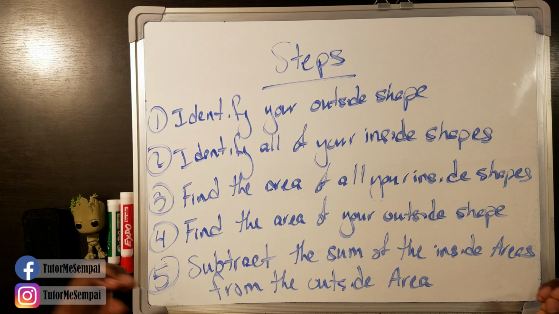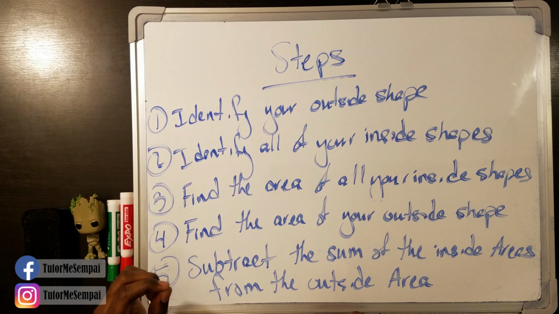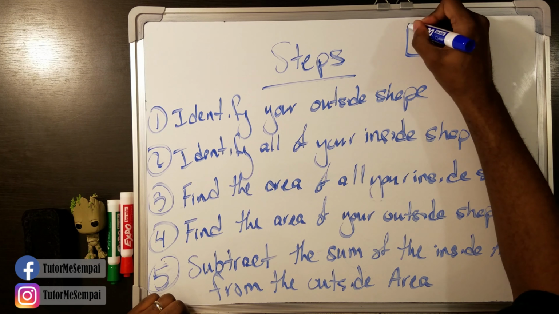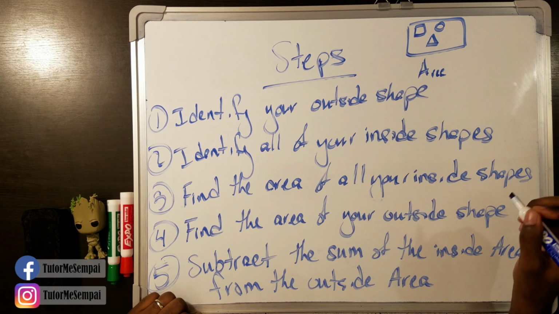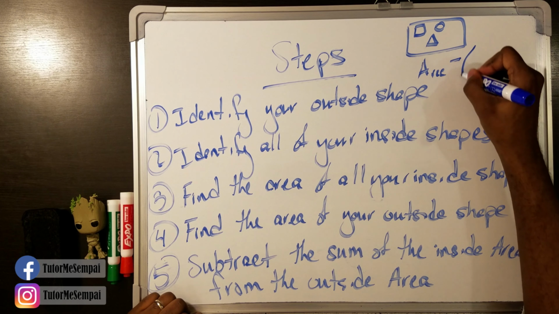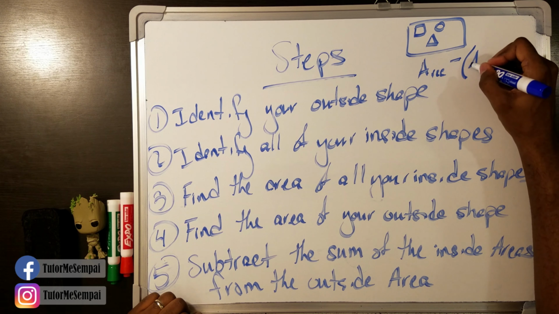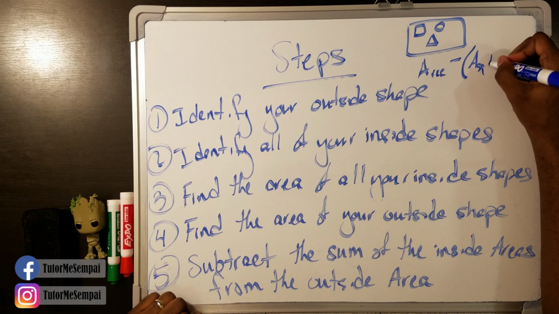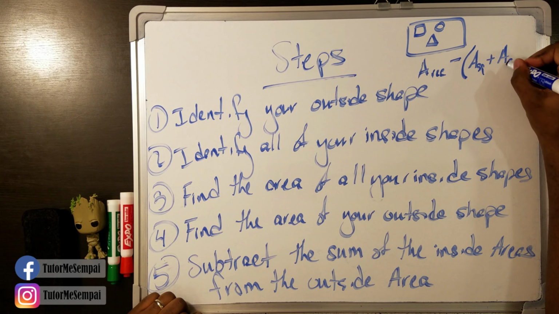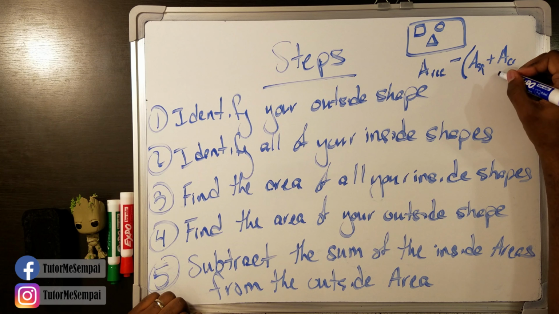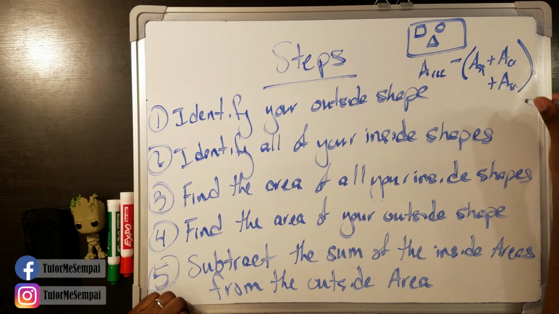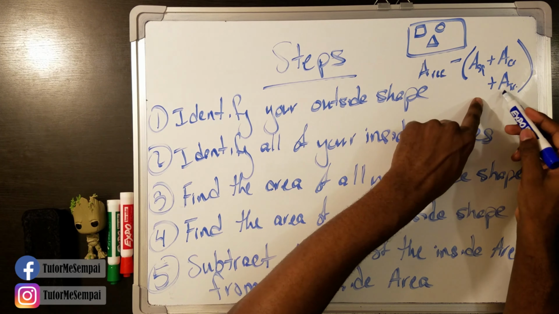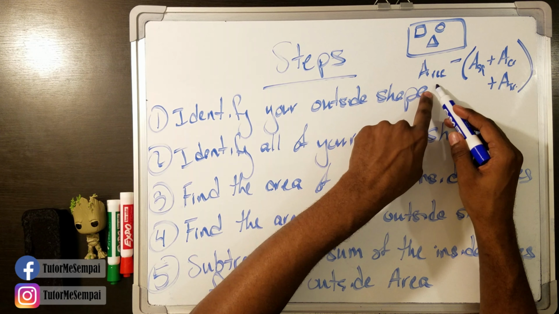We have to subtract the sum of the inside areas from the outside area. So going back to this, if we find the area of our rectangle, we need to subtract the sum, so the area of our square plus the area of our circle plus the area of our triangle. We need to add up all of these and subtract it from the area of our outside shape, which was our rectangle.